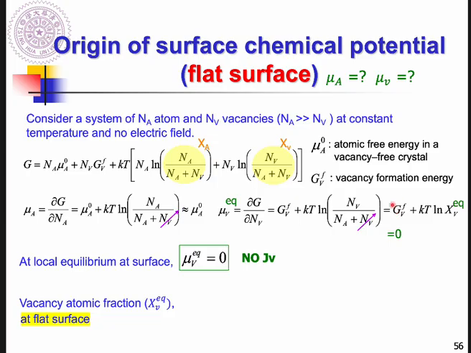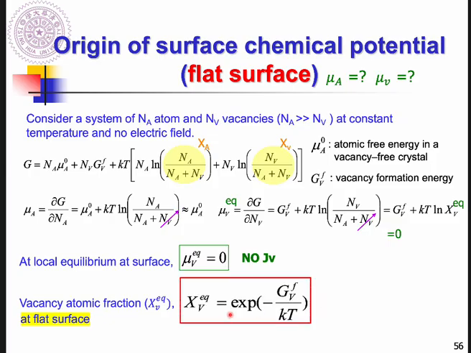Just move this to here and divide it by kT, so we can get the X_V. It shows like this: exponential of negative vacancy formation Gibbs free energy divided by kT. So this is how this result is derived, starting from here.